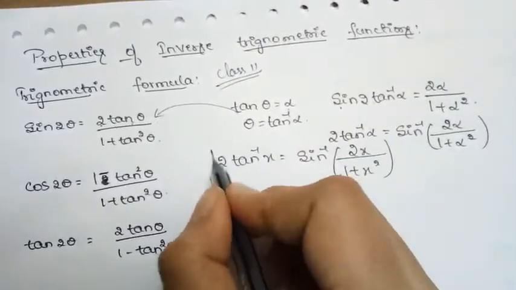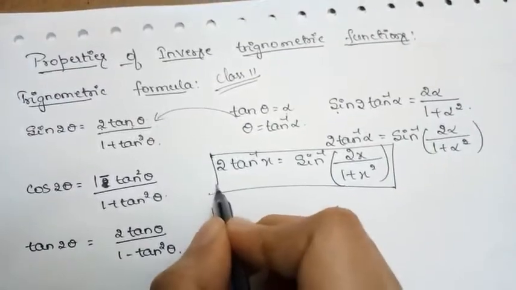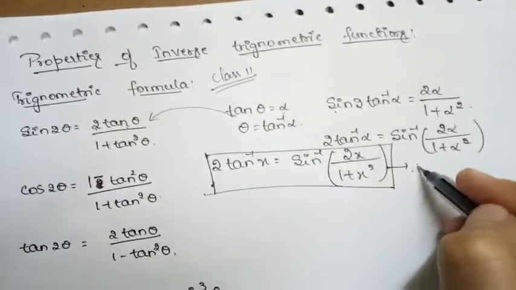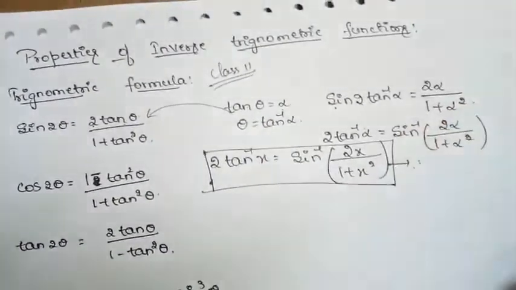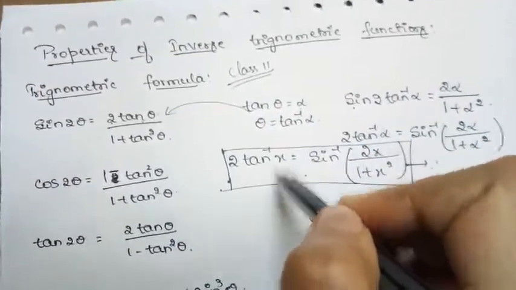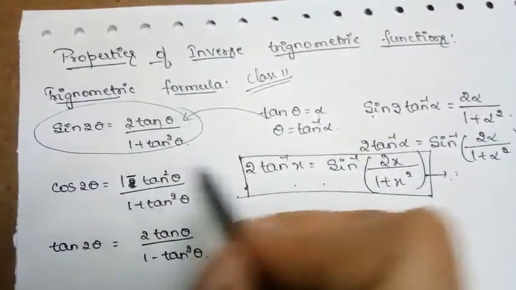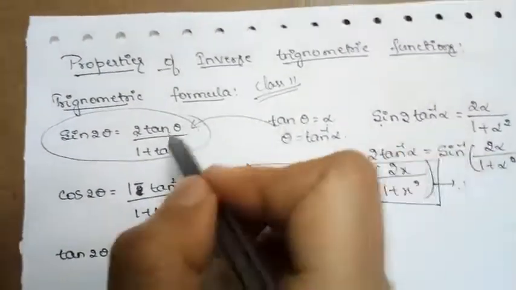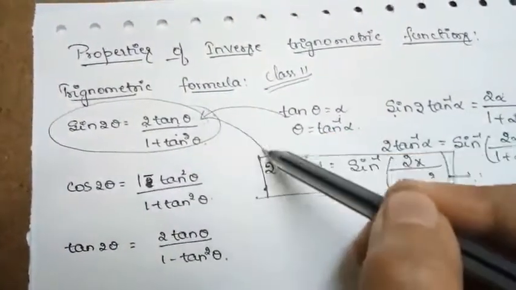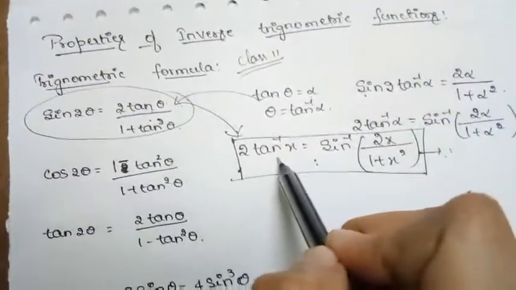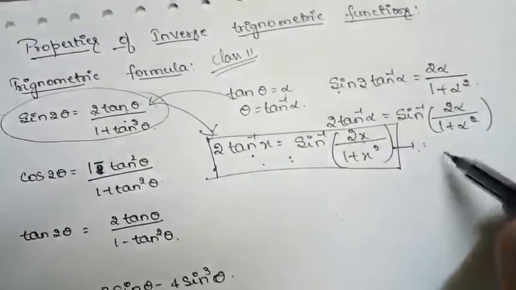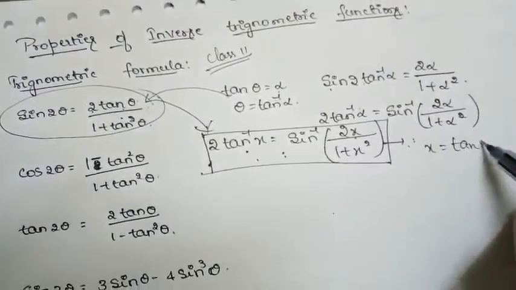I hope you all remember this property or identity, which I already proved in the last video. There we saw how to prove this identity, but here I am showing you how to derive it with the trigonometric identity. If you don't remember this identity, you can derive this inverse trigonometric identity with the help of the trigonometric identities, by taking x is equal to tan theta.